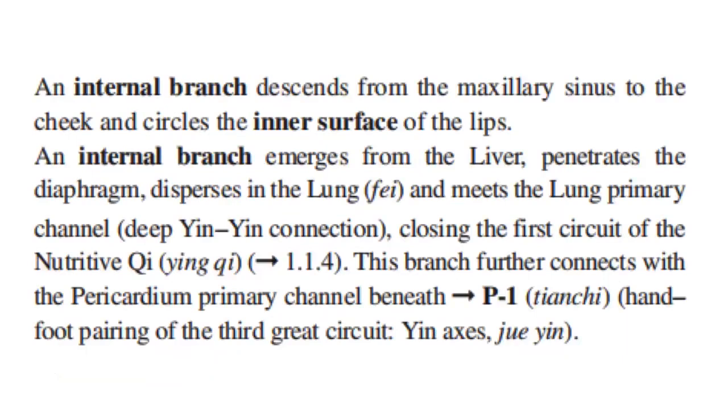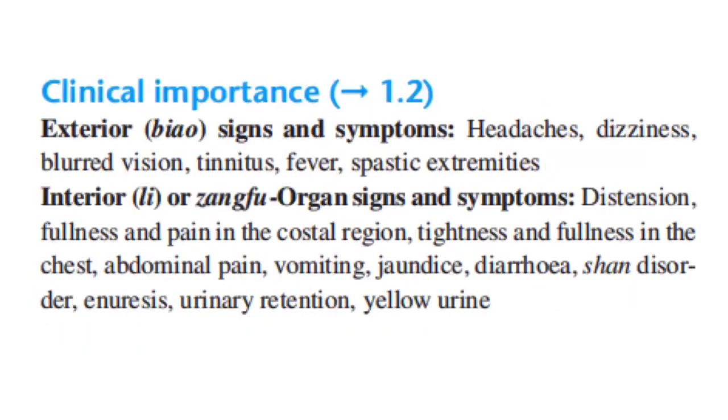An internal branch descends from the maxillary sinus to the cheek and circles the inner surface of the lips. An internal branch emerges from the liver, penetrates the diaphragm, disperses in the lung, and meets the lung primary channel. This is the deep yin-yin connection, closing the first circuit of the nutritive qi. This branch further connects with the pericardium primary channel beneath pericardium 1, hand-foot pairing of the third grade circuit, yin axis, Jueyin.